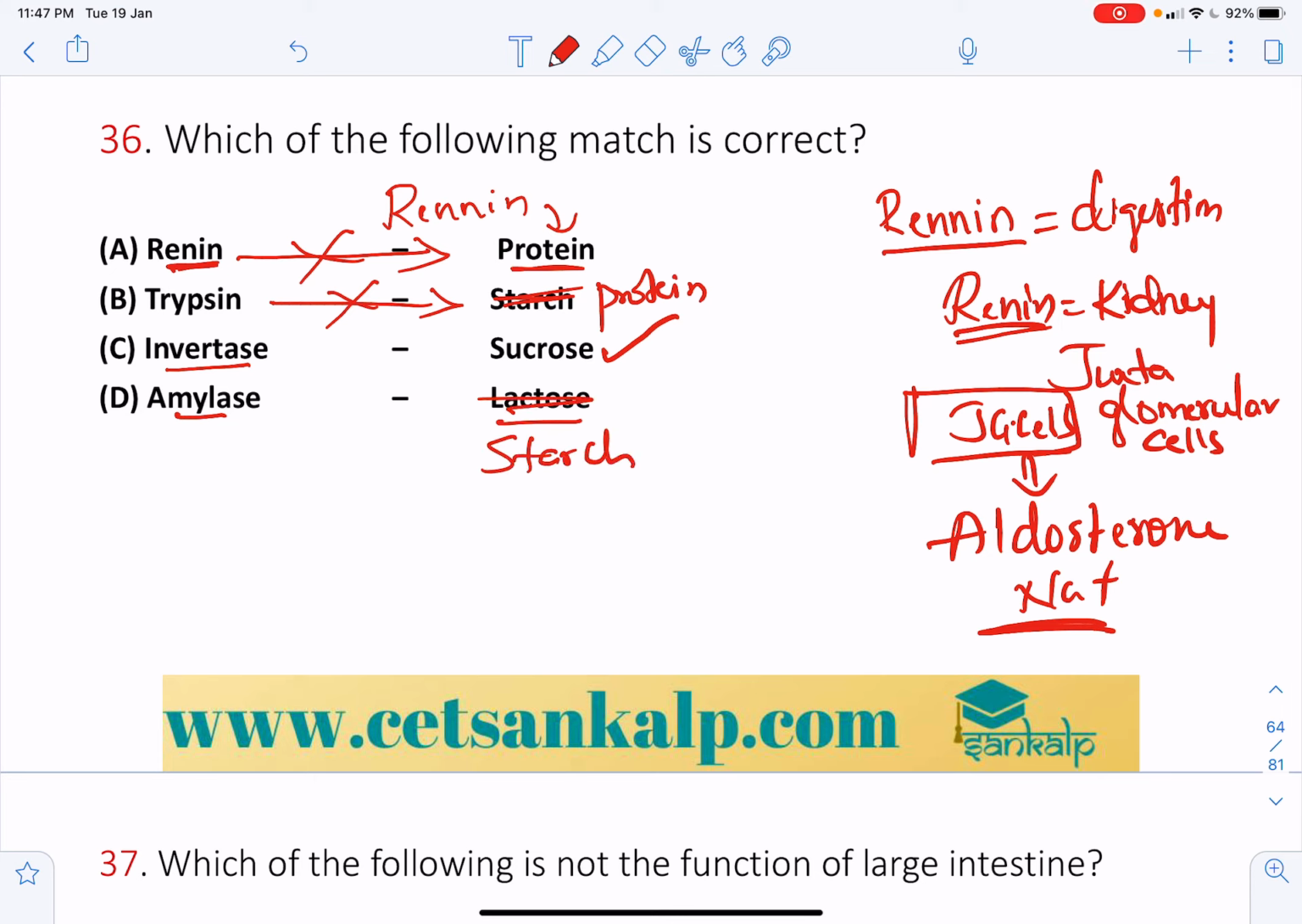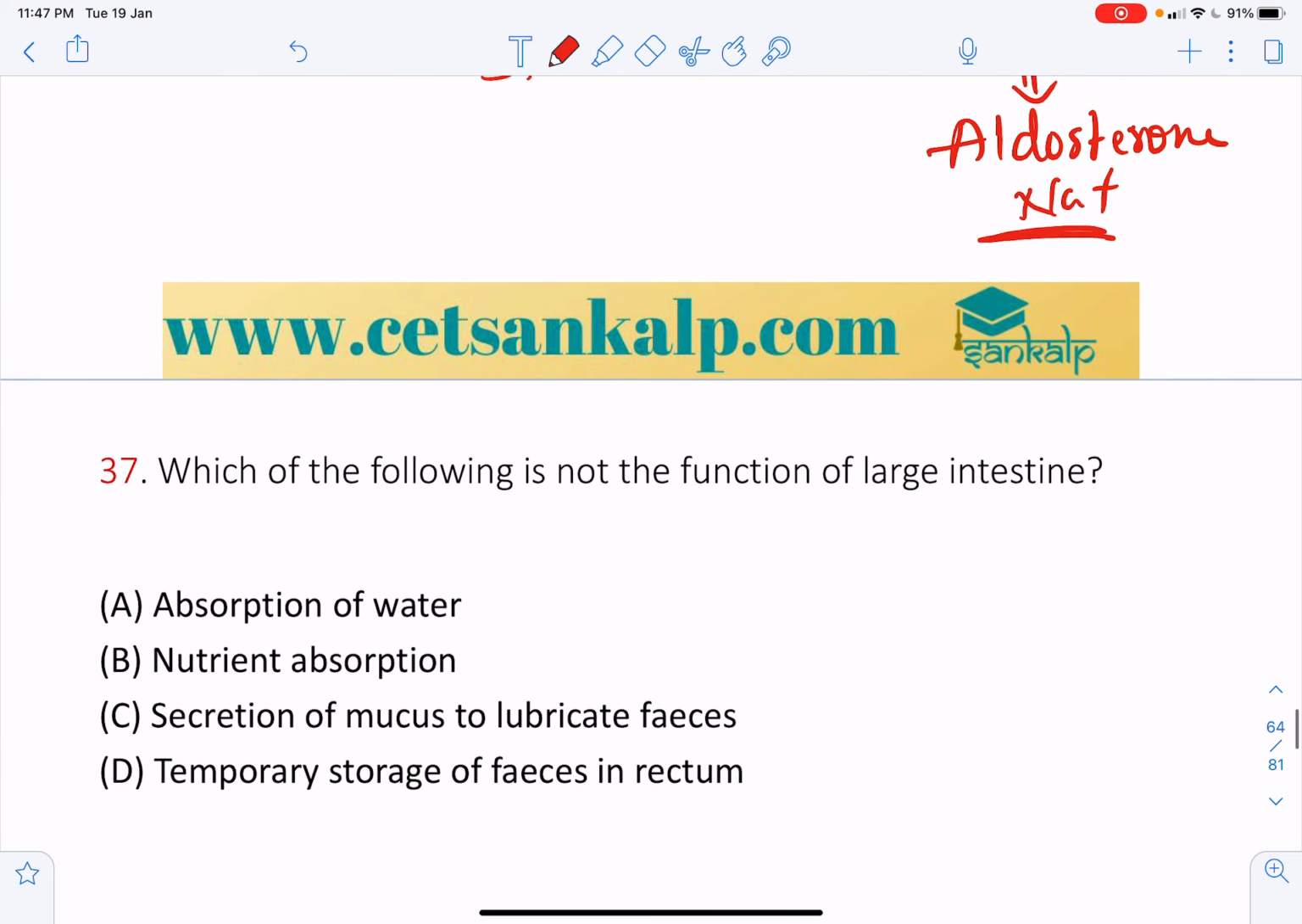So the answer for that is C. Answer for that is C. Let us take the next question.